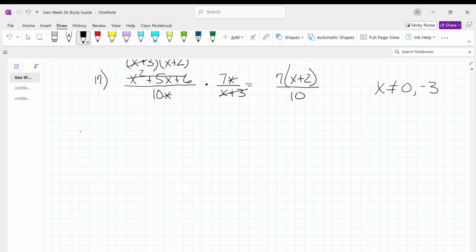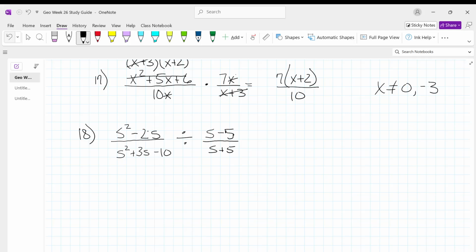Number 18. We're dividing now. We got s squared minus 2s over s squared plus 3s minus 10, and we're dividing by s minus 5 over s plus 5.